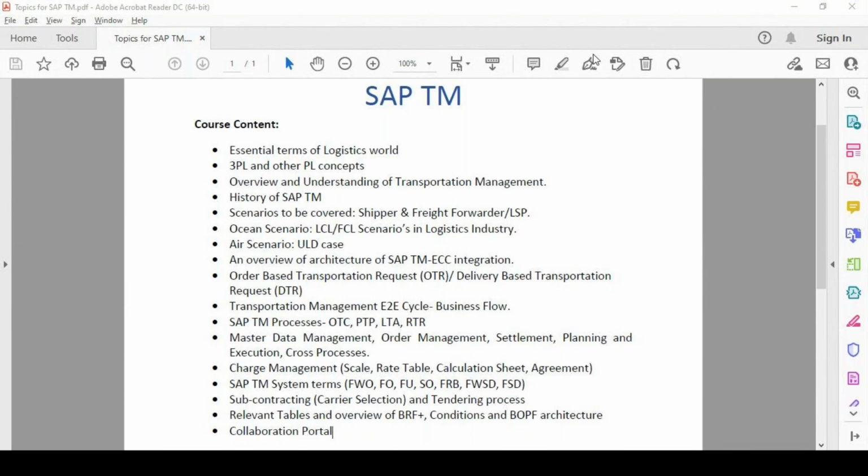But yes, the transportation cockpit will be there. It is something which is used for the planning aspect, so that will be coming under the planning part.